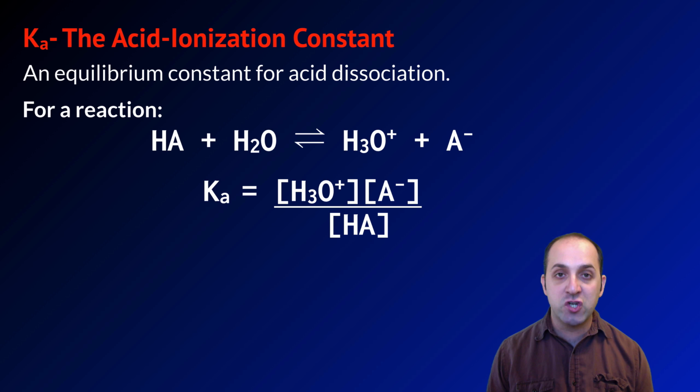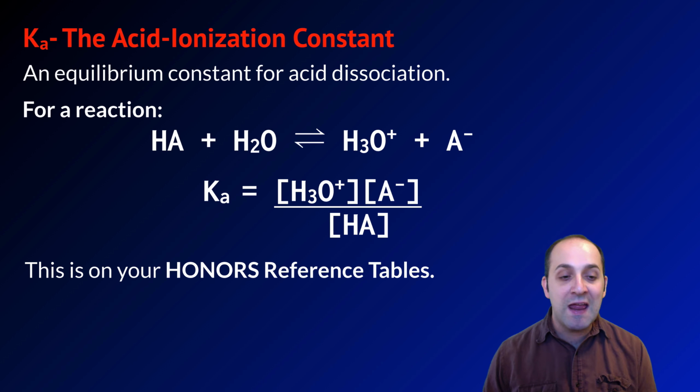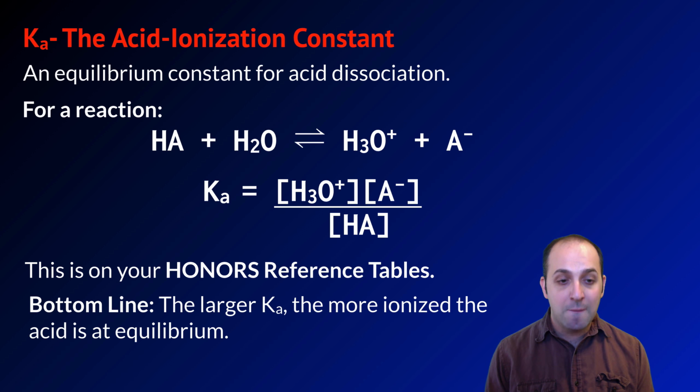There are no coefficients shown in this example, but if they were present, they would work the same way that they worked in terms of calculating Keq. The equation for Ka is given to you on your honors reference tables, and you should be able to use it, but the bottom line is that the larger the Ka value, the more ionized the acid is at equilibrium.